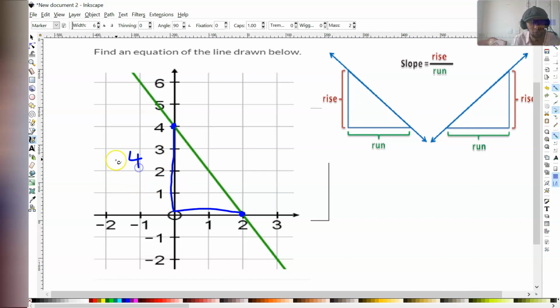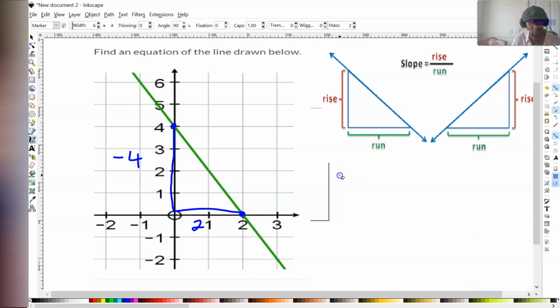So going down 4, so it's a minus. We're not rising, it's the opposite. And then the run is a positive run. So let's put this point, these values, into the equation to find the gradient.